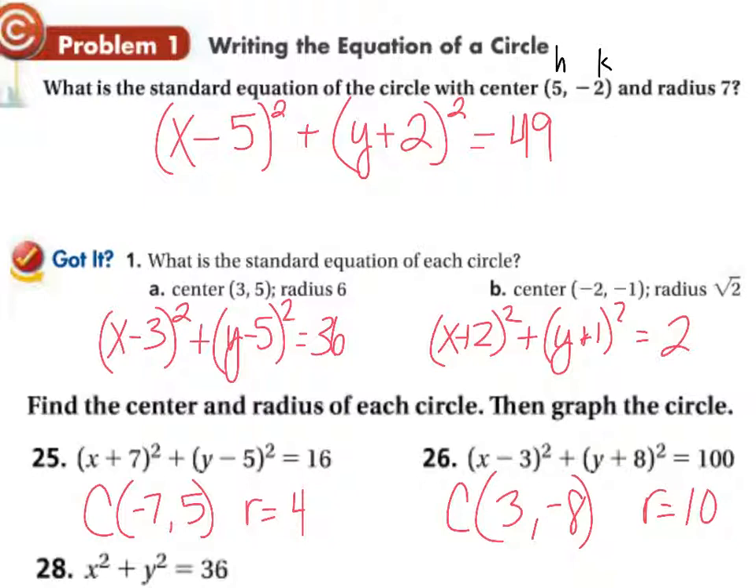Okay, this last one is supposed to be an easy one, but sometimes because it looks different, it makes it harder. If you don't have any parentheses at all, like this had a mess of parentheses, well, what must have been in the parentheses is a 0. So this is x minus 0 squared and y minus 0 squared. So this is just centered at the origin. And then your radius would be 6.